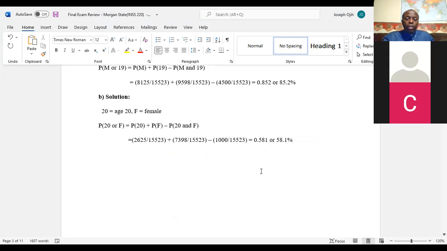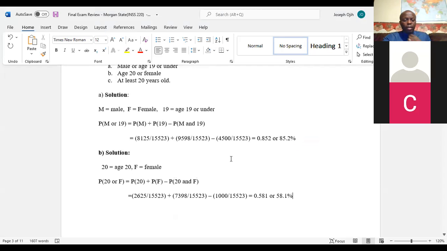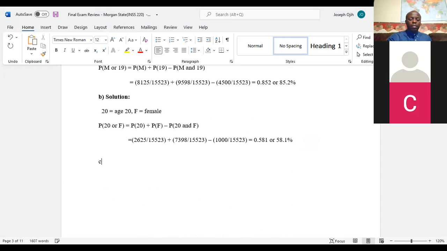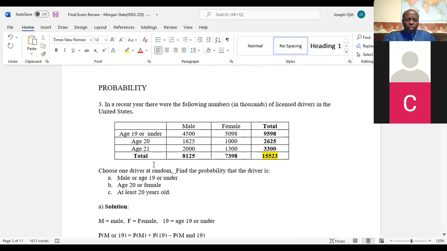So now we're ready to do the third one, which is at least 20-year-olds. Okay, so we have the probability of at least 20 years. And this is why you have to be careful on this one, because at least 20 means 20 or more. This one is age 19 or under, so it is not included, because it said at least 20. At least 20 means 20 or more. So we are looking at these two columns.